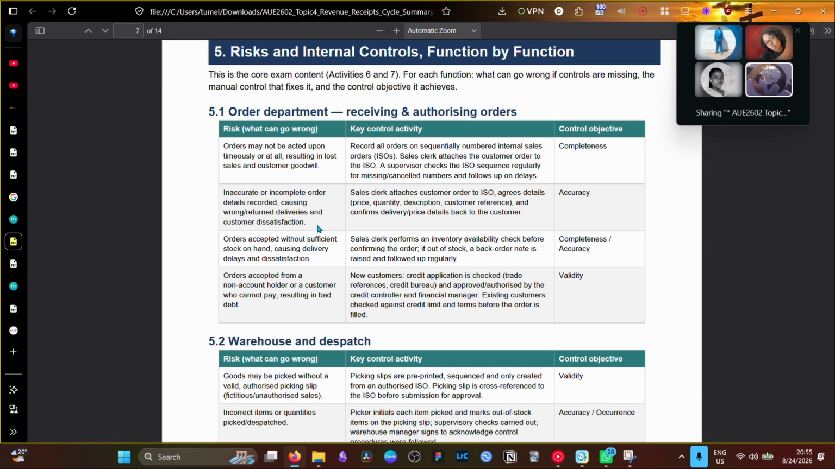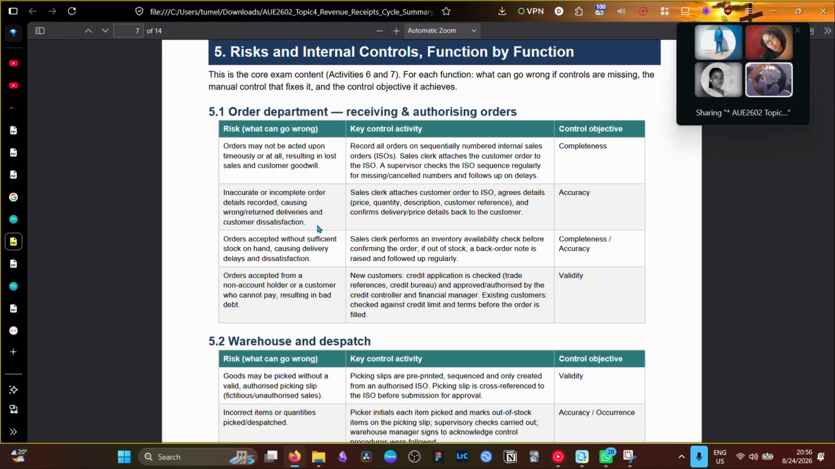So what is a key control activity here? The sales clerk attaches the customer order to the ISO and agrees details. So now they are checking here. The customer order and ISO agree on details: price, quantity, description, customer reference, and confirms delivery price details back to the customer. Control objective, accuracy. By the way, I don't think these are all of the risks. If you look at auditing notes, there's probably more, but these are some of the risks. If it's all of them, then hey, it's all of them.